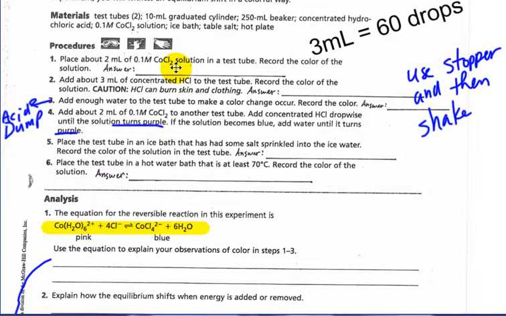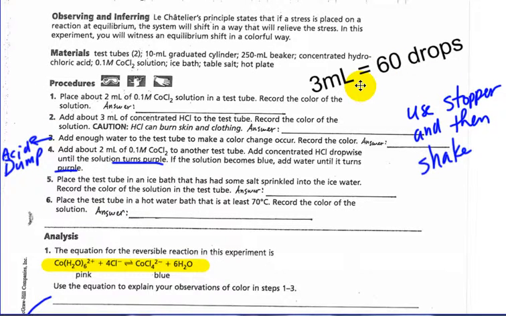To avoid transferring HCl, there's a little rule here. 3 mL of hydrochloric acid is 60 drops. So you'll see dropper bottles of concentrated hydrochloric acid. Use this. Don't try to pour it into a graduated cylinder and measure out 3 mL, because you're more prone to have it spill on your finger. So 60 drops is our 3 mL.